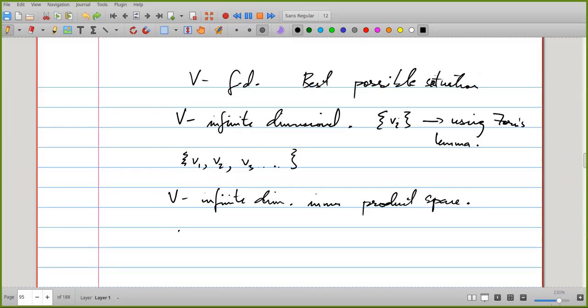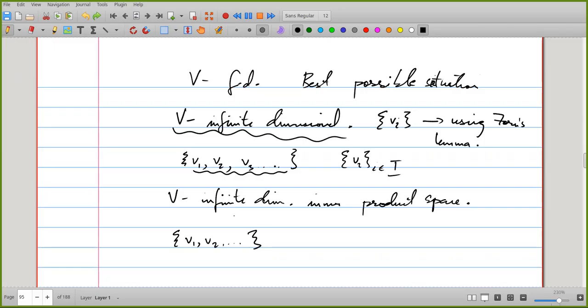Here we may have a very small set, in comparison to the size of V, v1, v2, and so on. When we take an infinite dimensional vector space, for instance L2, the set of bases will not be countable. It will be some huge set, v_i, for i belonging to some index set I. So when we have an infinite dimensional inner product space, we can have a small set, v1, v2, and so on, indexed by, let's say, integers, such that the v_i's are mutually orthogonal.